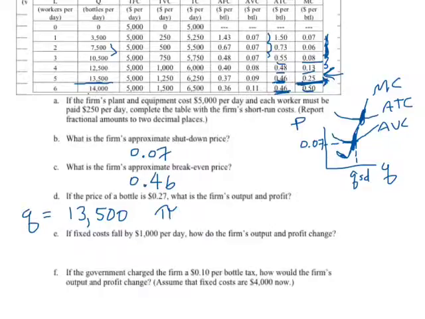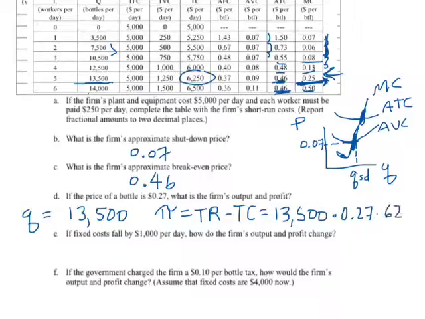Profit, we know, is equal to total revenue minus total costs, and that's going to be equal to 13,500 times 27, remember total revenue is price times quantity, minus total cost. We calculated total cost, 6,250. And then let me do that in my head, the firm is losing 2,605 per day. Now, would that firm continue to operate?